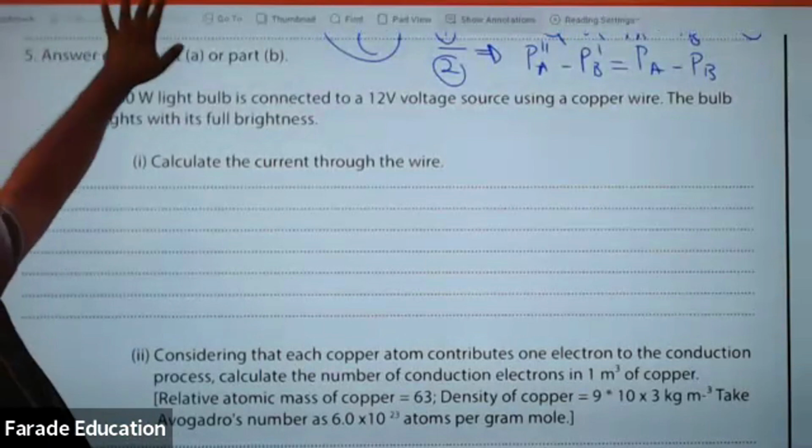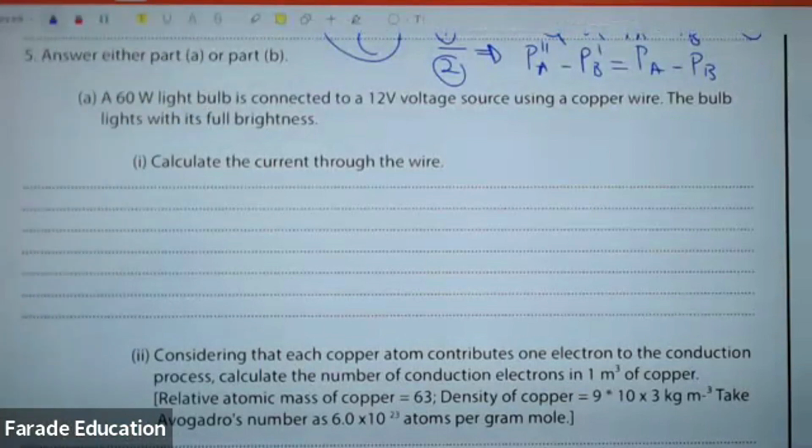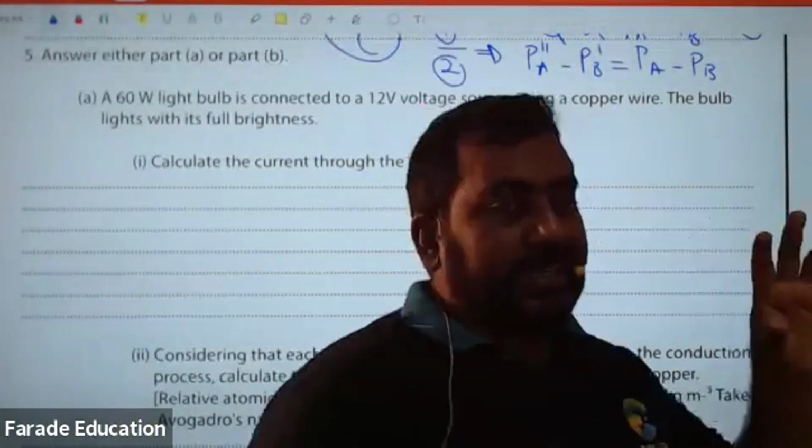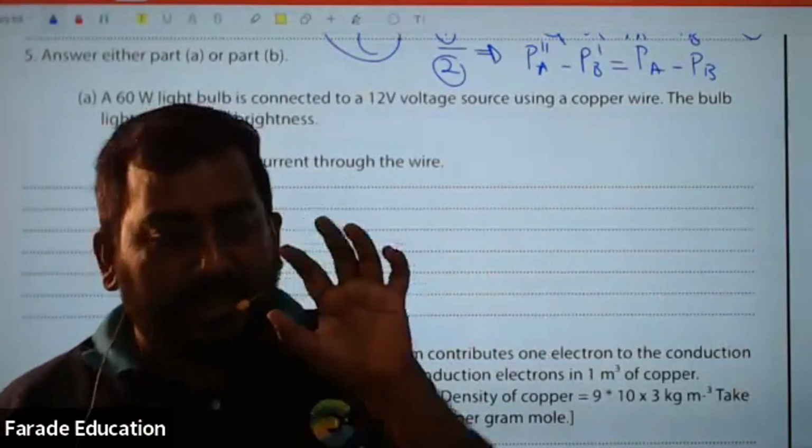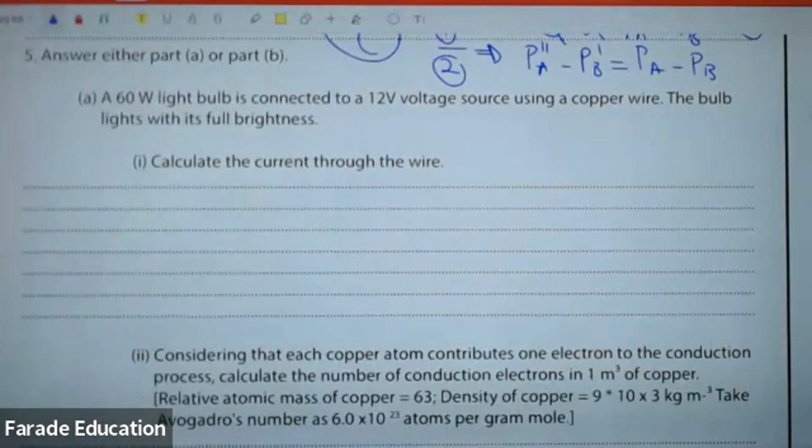Then comes your current question. Answer either part A or part B. Normally, these are electricity and electronics selection questions, and you have to select and do either one of the two. I'll do both of them because it's important.